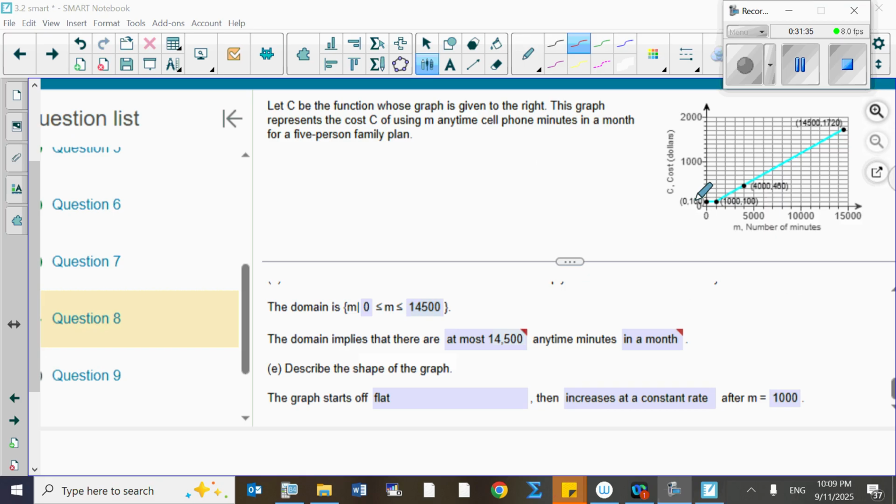The domain of the function, as you see on the x-axis, starts from 0 and ends at 1,500. So that's the domain of the function, and it means that at most 1,500 anytime minutes in a month is used basically. Next, describe the shape of the graph. The shape of the graph is flat at first. This is where it's flat, and then after that it's increasing at a constant rate after m equals 1,000. So this is when m equals 1,000. After this point, it's increasing at a constant rate.